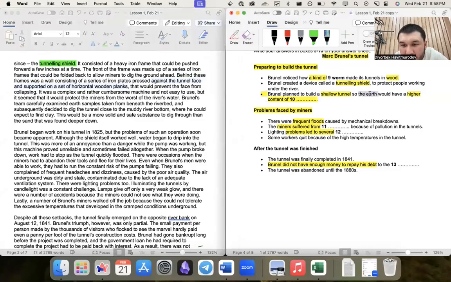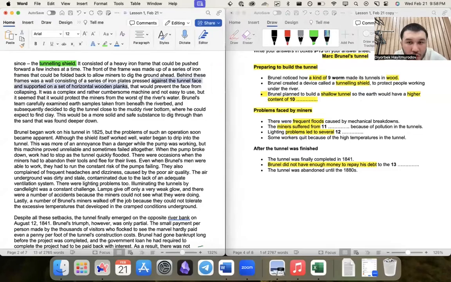Bizga hali earth haqida gap kelgani uchun qarayotganim yo'q. Men qachon earth haqida gap qarasam, shunda topaman javobni. It was a complex, rather cumbersome machine. Cumbersome degan noqulay degani va ishlatishga oson bo'lmagan ekan. But it seemed that it would protect the miners from the worst of the river's water. That was suvdan himoya qilgan. Brunel's teams carefully examined earth samples from beneath the riverbed and subsequently decided to dig close to the middle of it where he could. We found the answer.